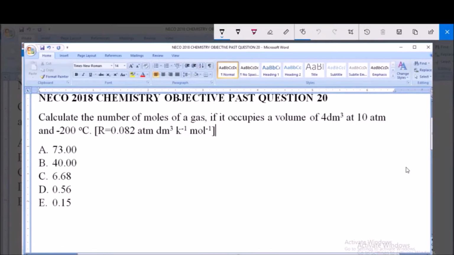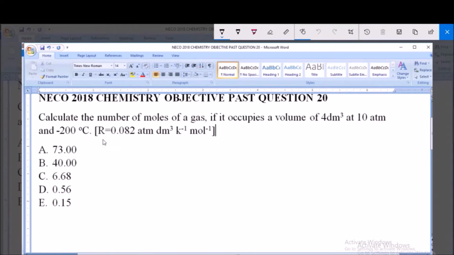Calculate the number of moles of a gas if it occupies a volume of 4 dm cube at 10 atm and minus 200 degrees Celsius. So you have this constant R is equal to 0.082 atm dm cube per Kelvin per mole. A 73.00, B 40.00, C 6.68, D 0.56, E 0.15.